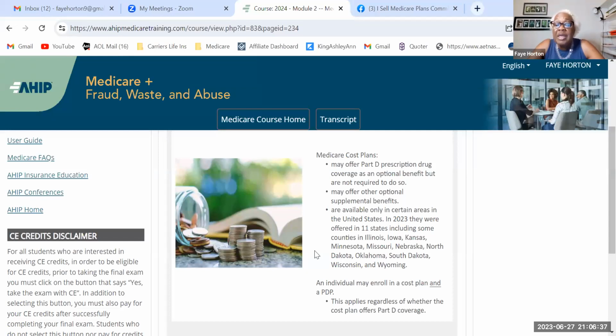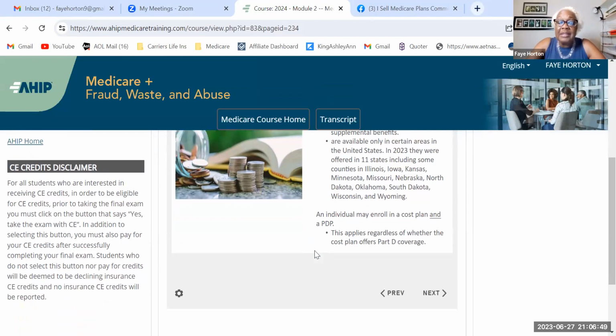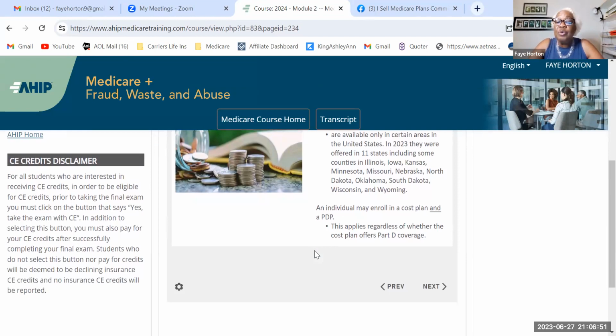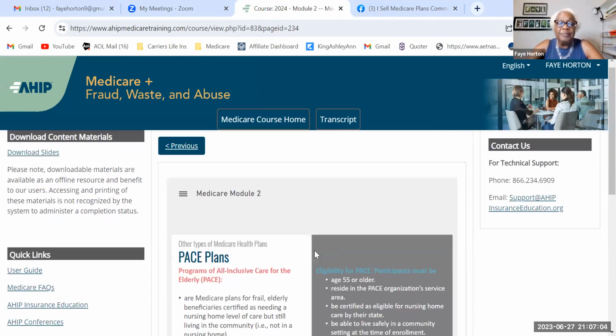In 2023, they were offered in 11 states: Illinois, Iowa, Kansas, Minnesota, Missouri, Nebraska, North Dakota, Oklahoma, South Dakota, Wisconsin, and Wyoming. An individual may enroll in a cost plan and a prescription drug plan. This applies regardless of whether the cost plan offers the Part D coverage.